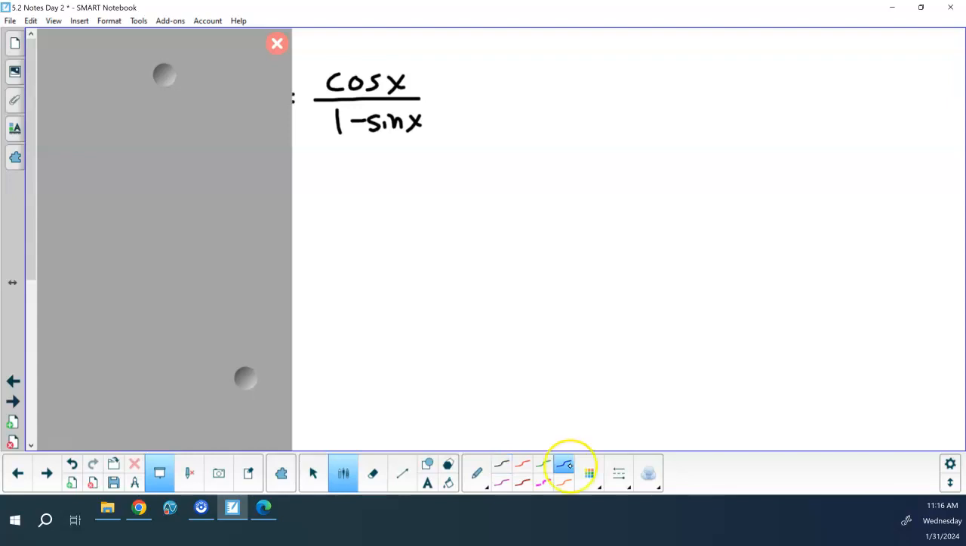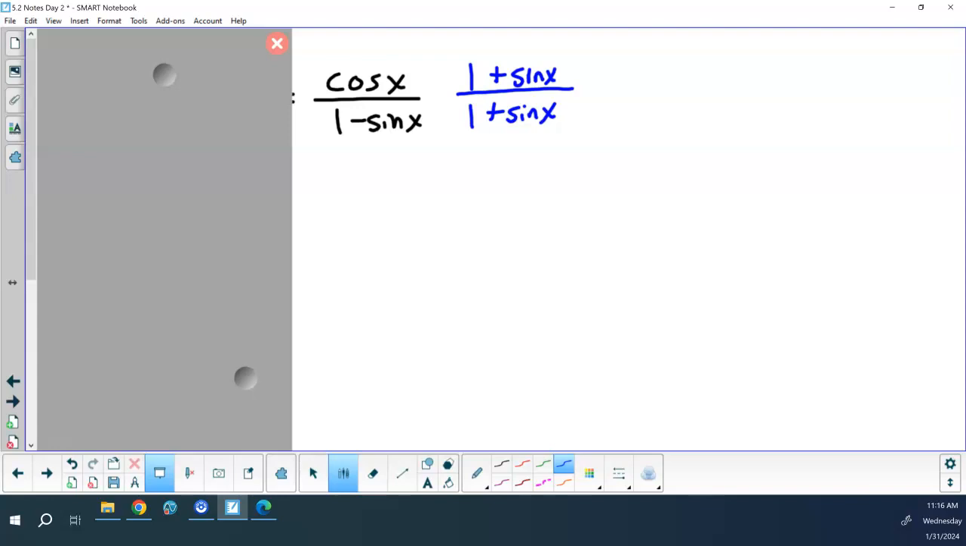Okay? So I'm going to multiply by the conjugate. The conjugate is 1 plus the sine of x over 1 plus the sine of x. Whatever I do to that side, I've got to do the same thing because I can only multiply by 1 or add 0. Okay?